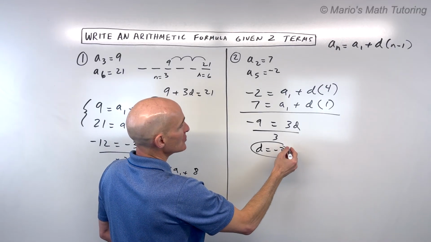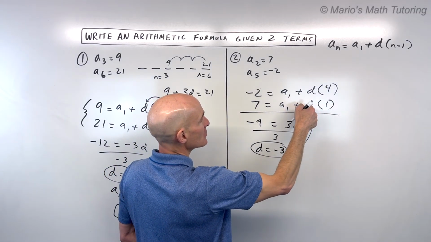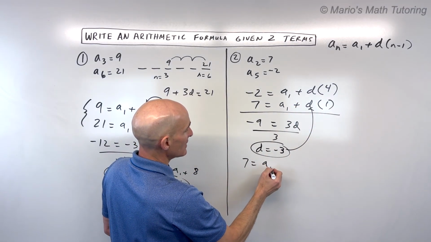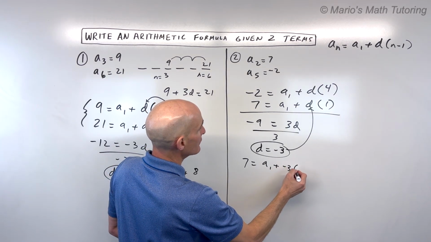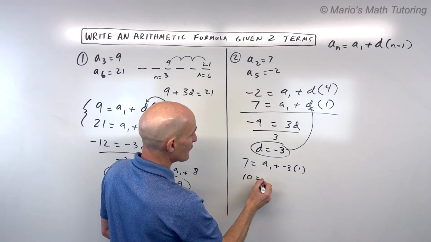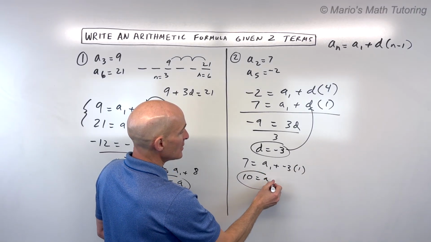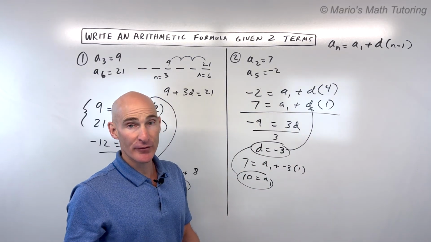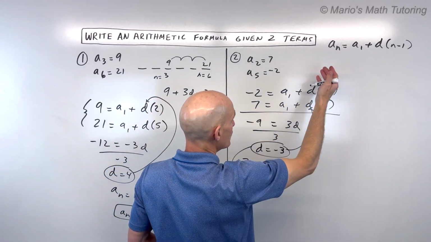So now all I have to do is plug that back into either one of these equations. 7 equals a1 plus negative 3 times 1. That's negative 3. If I add 3 to both sides, our first term is going to be 10. So now we've got the common difference and the first term. We can write our explicit formula.